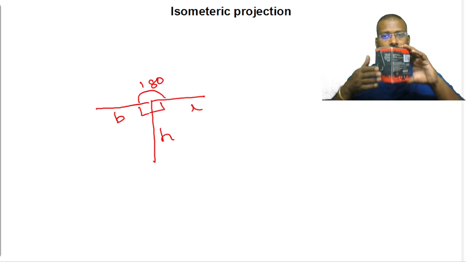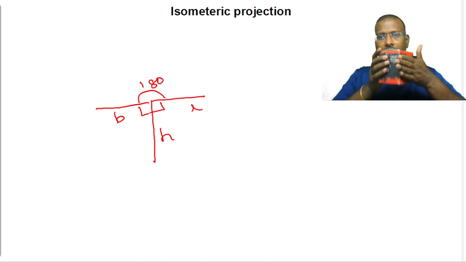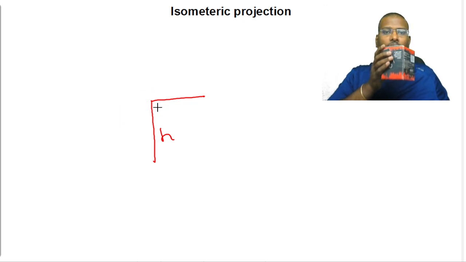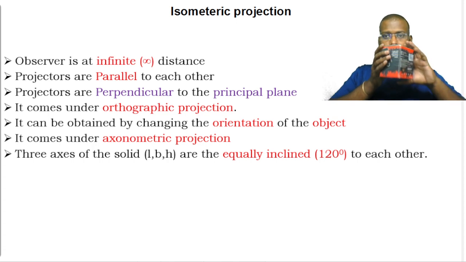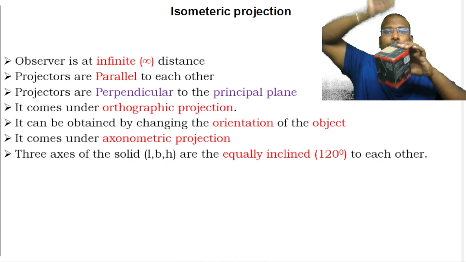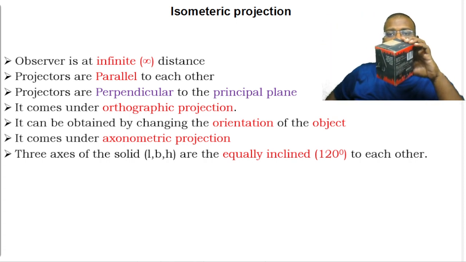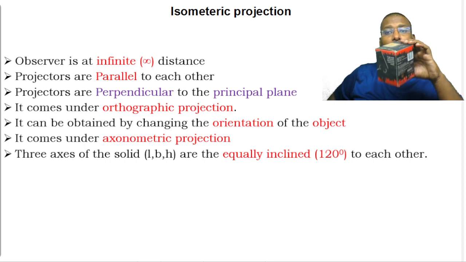So in this one, what happened? Front face is 45 degrees to the observer. Side is also 45 degrees to the observer. Then in order to get isometric projection, what do I have to do? The top face is still perpendicular, so this one should also be 45 degrees to the observer. Then we are going to get isometric projection.